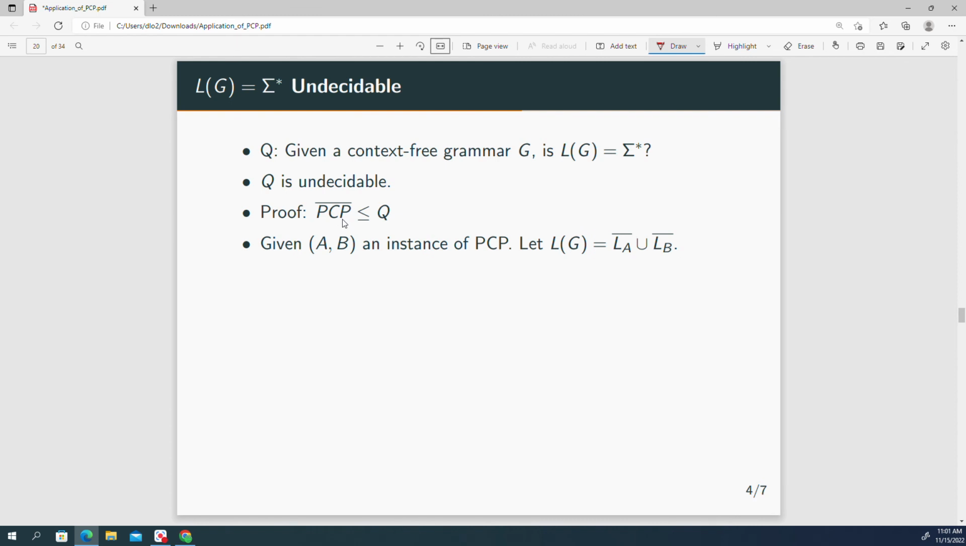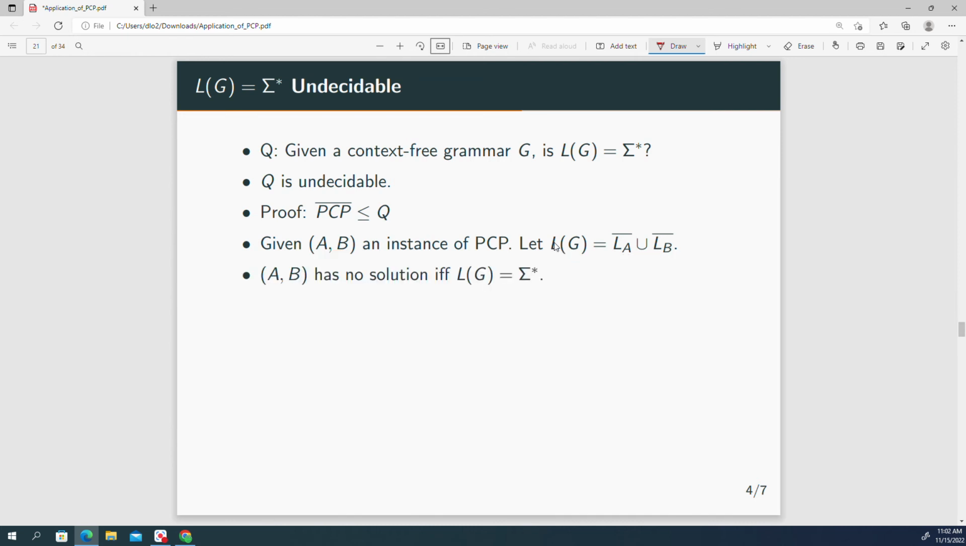So here, given the instance AB of the PCP, the language described by grammar G is the language LA bar union LB bar, and we know this is context-free, so we can do that. All we do here is, given the instance of PCP, we create an instance of the Q problem.